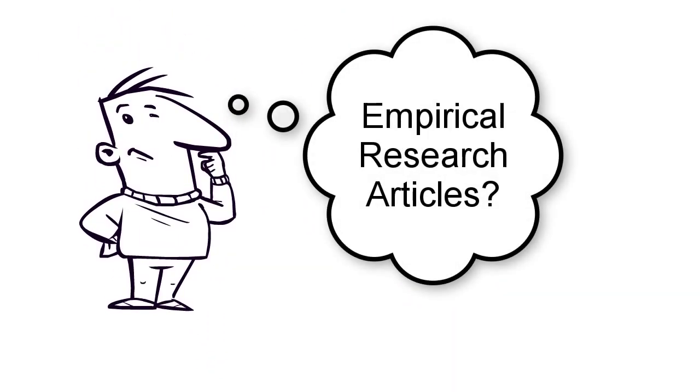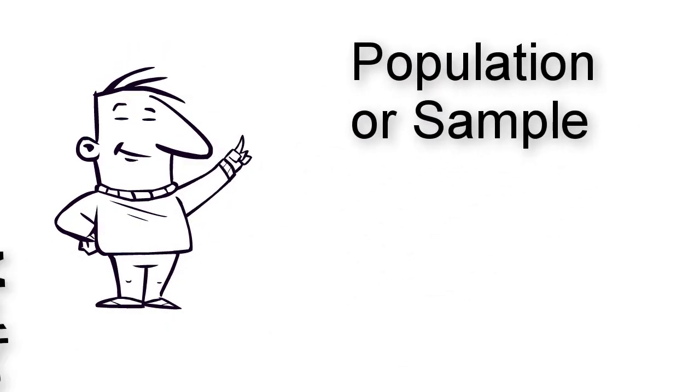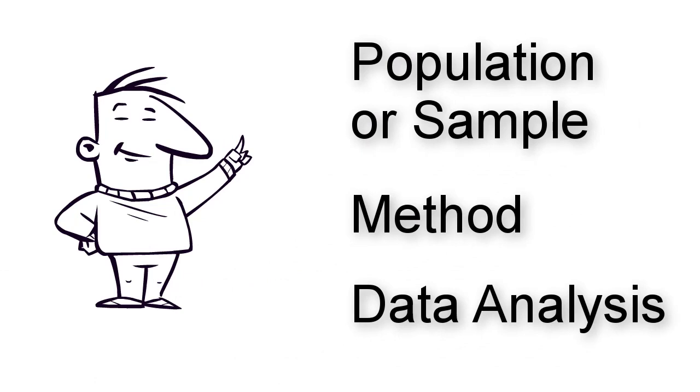When you're asked to find empirical or primary research articles for an assignment or project, remember to look for these three clues: population or sample, method, and data analysis.